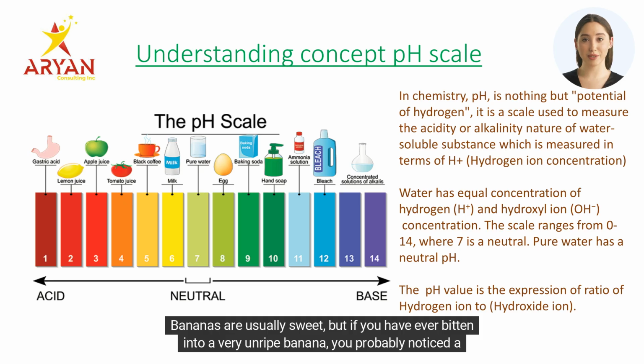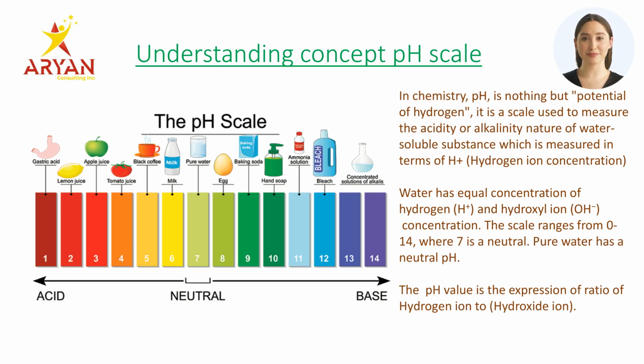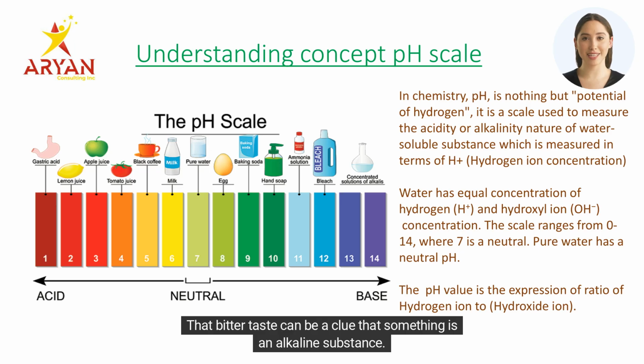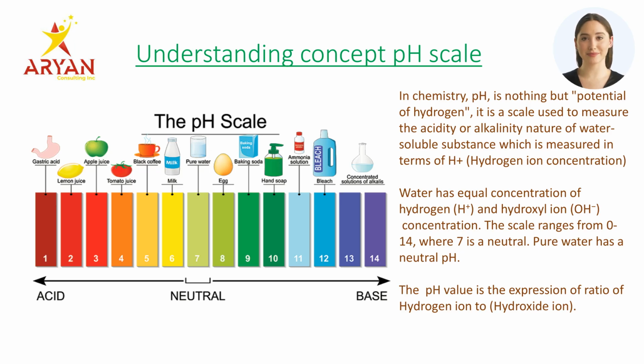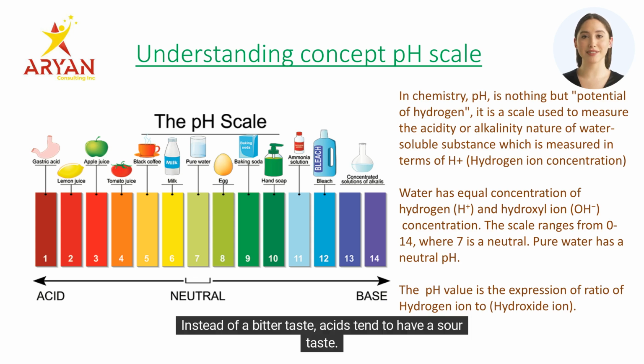Bananas are usually sweet, but if you have ever bitten into a very unripe banana, you probably noticed a bitter taste right away. That bitter taste can be a clue that something is an alkaline substance. The opposite of an alkali is acid. Instead of a bitter taste, acids tend to have a sour taste. Things such as lemons and vinegar are acids, or acidic.